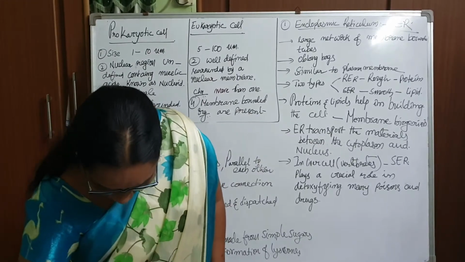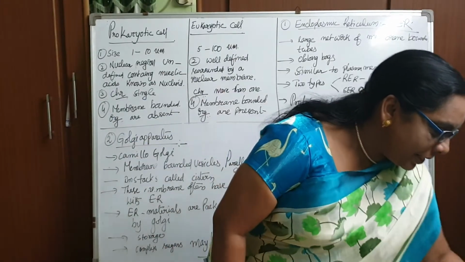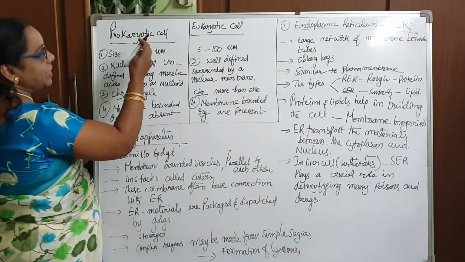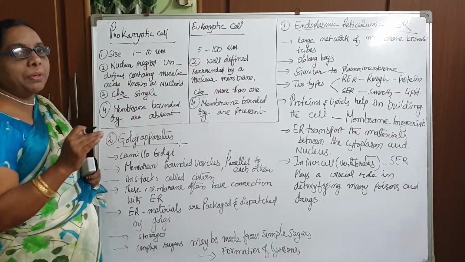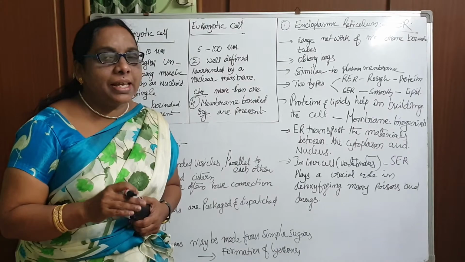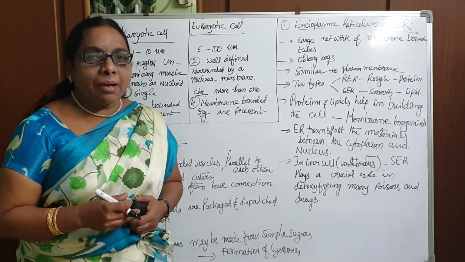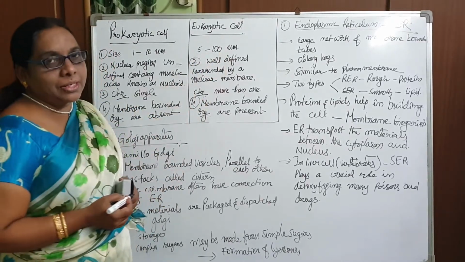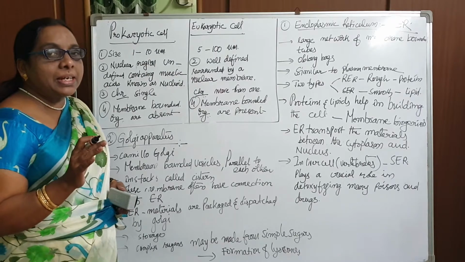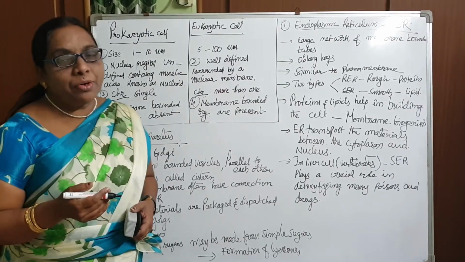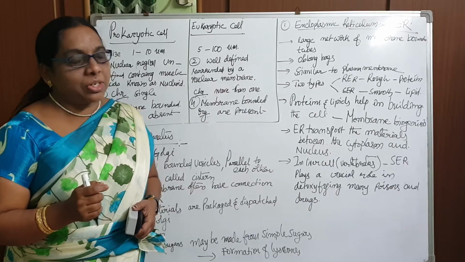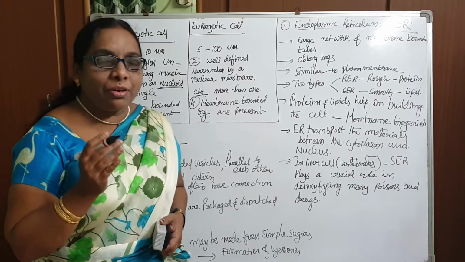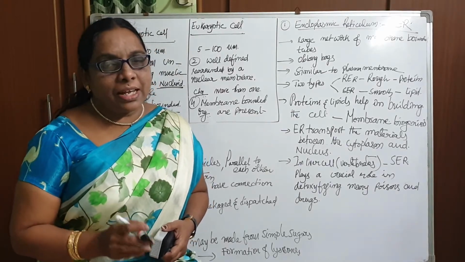If you see the differences between the prokaryotic cell and the eukaryotic cell: the prokaryotic cell size is 1 to 10 μ, whereas the eukaryotic cell size is 5 to 10 μ. Just now I said that the prokaryotic cell has an undefined nuclear membrane, and that particular structure we call a nucleoid. The undefined nuclear membrane having only nucleic acids is called a nucleoid.